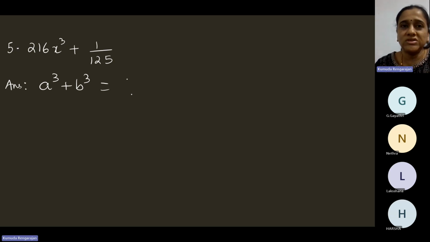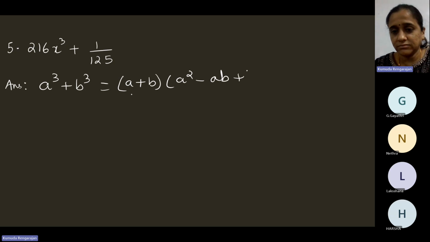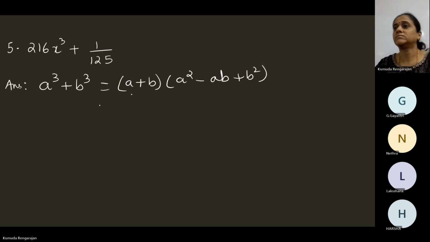Now, what's the identity? Complete the identity. A cubed plus B cubed is equal to A plus B. Correct. When we write the identity, we'll write it consciously in the sense we'll make sure that we are writing the identity in that order, wherein the LHS looks like the question given.